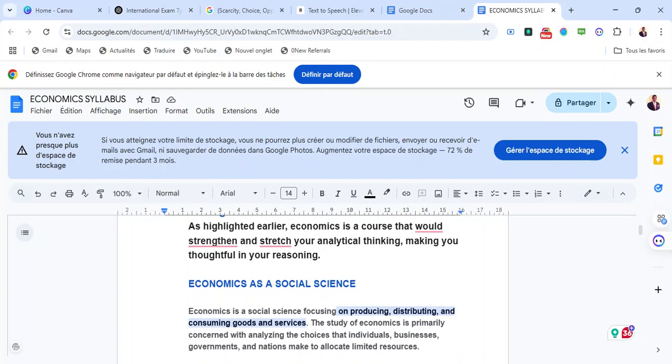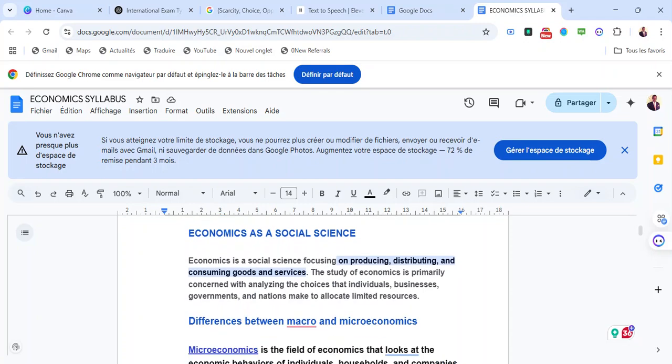Now, in summary, what we have seen today is economics as a social science. We have defined choice, scarcity, opportunity cost. We have defined ends, scarce means, and we have looked at reasons to study economics. Economics is a social science focusing on producing, distributing, and consuming goods and services. The study of economics is primarily concerned with analyzing the choices that individuals, businesses, governments, and nations make to allocate limited resources.